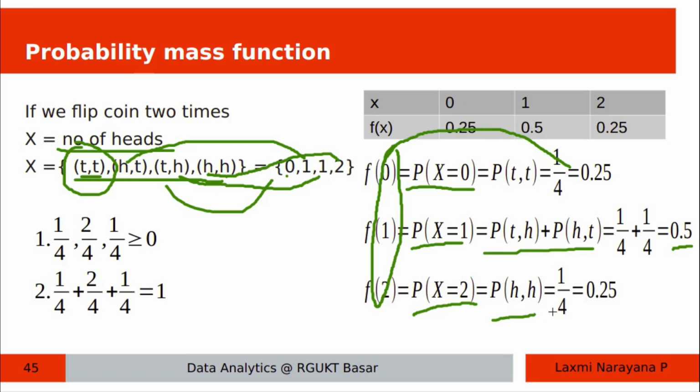For getting 2 heads it is 0.25. We can represent this probability mass function table like this, and it has to satisfy these two conditions also. Each individual probability, 1 by 4, 2 by 4 and 1 by 4, is greater than 0, and the summation of all these probabilities should be equal to 1.